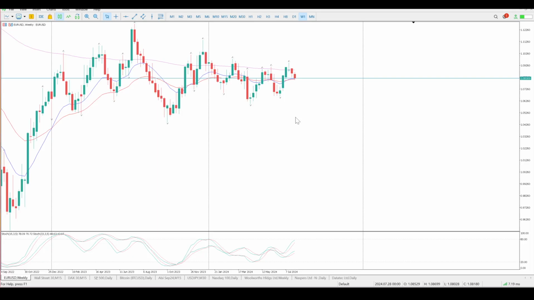If I just come to the weeklies, I want to see if we do have structure here. Nothing really to write home about, but what has formed here is a fairly decent channel. So cross over the moving averages here. There is a weekly level, but I think we're just below that at the moment.